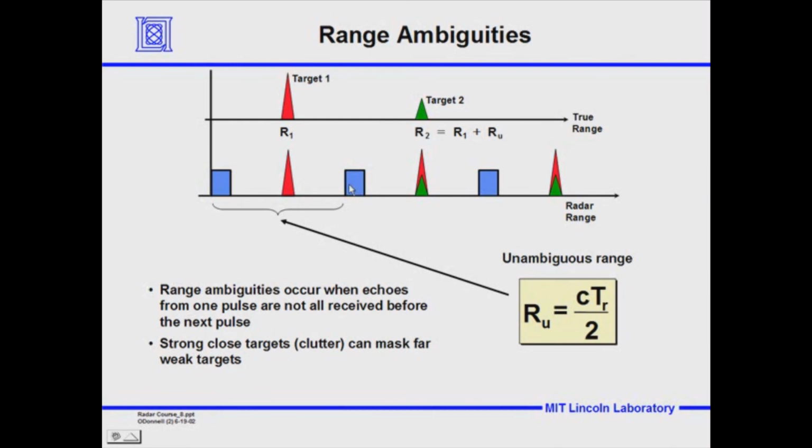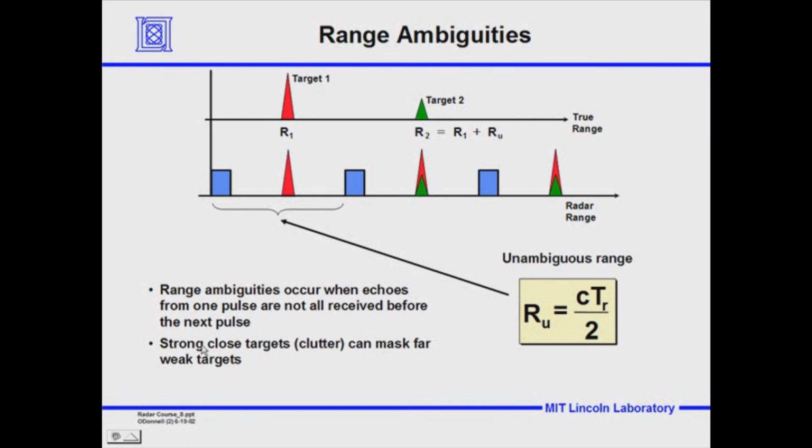But if we send out another pulse sooner than the echo that the pulse before it generates, then when we listen after the second pulse, we can't tell whether the echo is from a target at R1, a target at distance R1 away, or R1 plus the unambiguous range. So after we send out one pulse, then a second one, you'll get both R1 and R2 coming back at the same time.